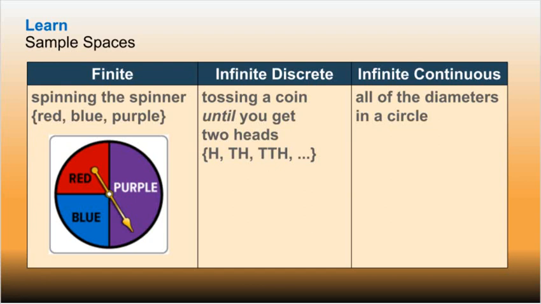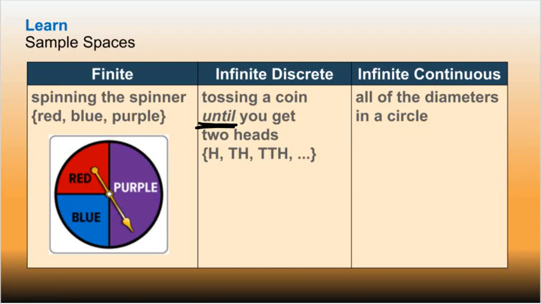Now to compare the finite and infinite a little bit more, spinning the spinner, you can see that the spinner has three sections. Those are finite because you can only get a red, blue, or purple. In infinite, there are two different kinds of infinite sample spaces. You've got infinite discrete, which means if you're tossing a coin until you get two heads. The key word here is until. So you do have a final outcome that you're going to get to, but you don't know how long it is to get to that point.